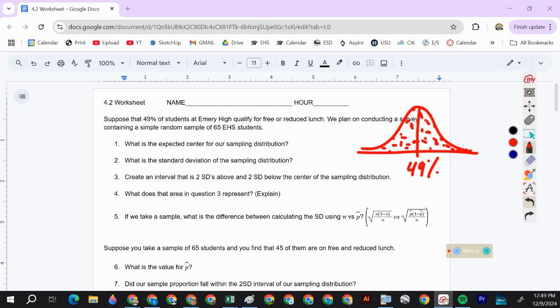Okay, so what is the standard deviation of the sampling distribution? How do we find that? How do we find the standard deviation for a sampling distribution for proportion? Well, we use that formula: the square root of pi times 1 minus pi over n. Okay?